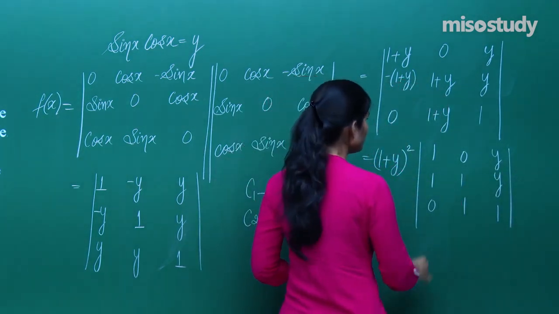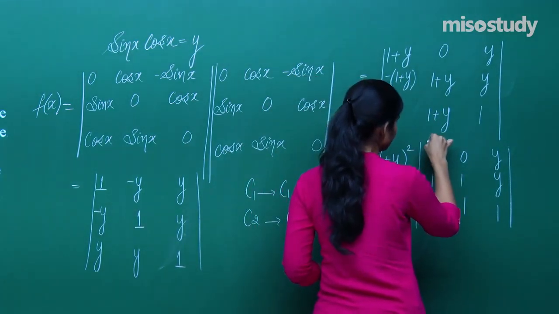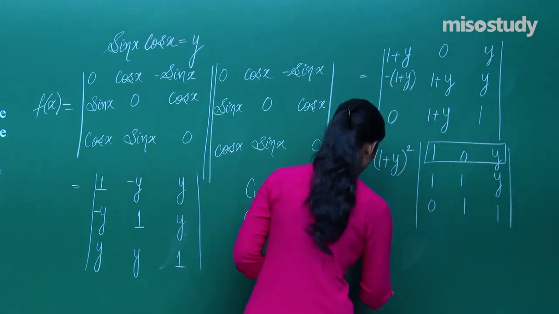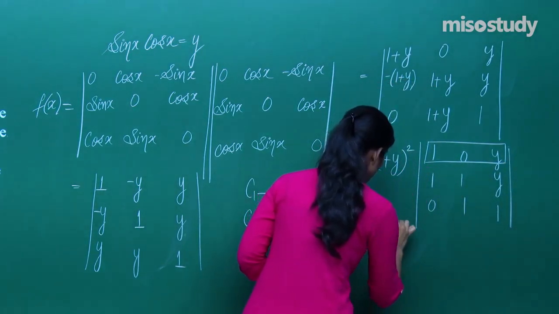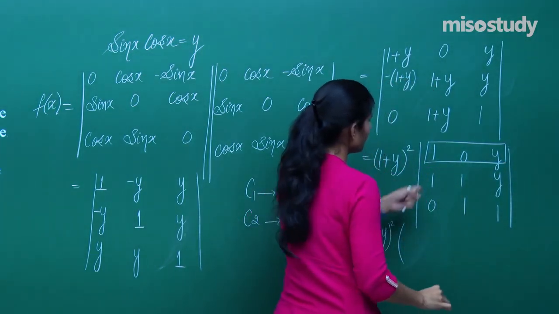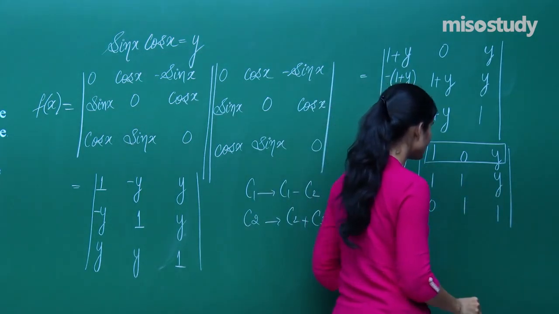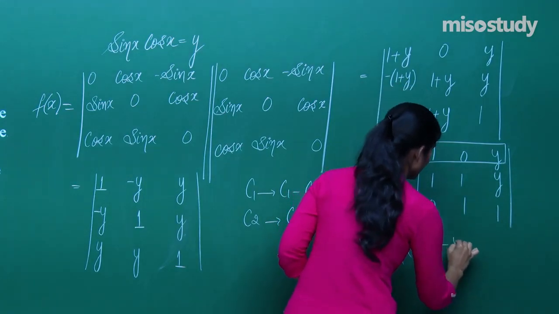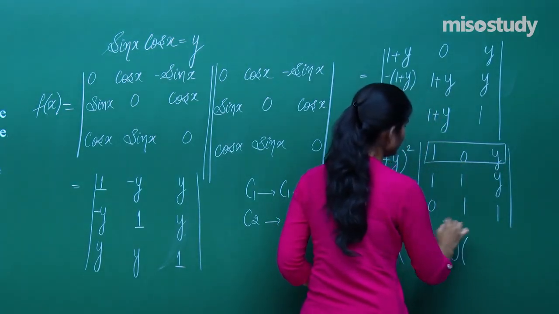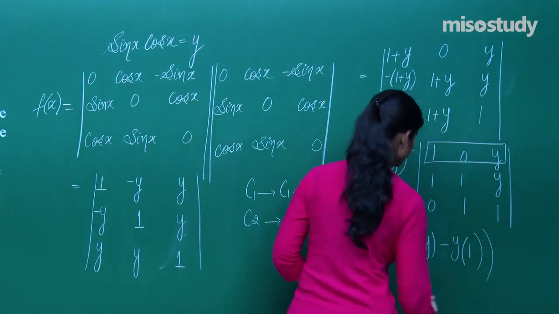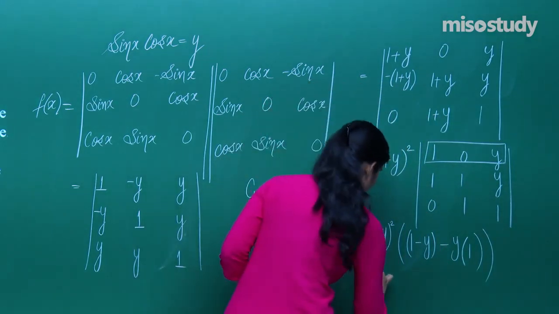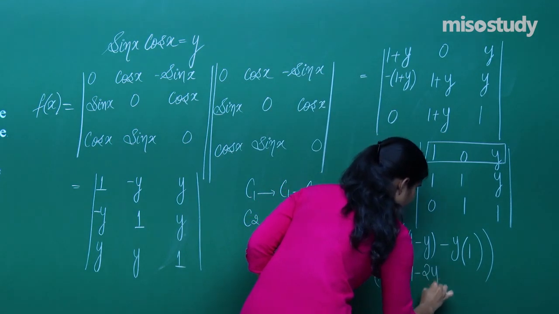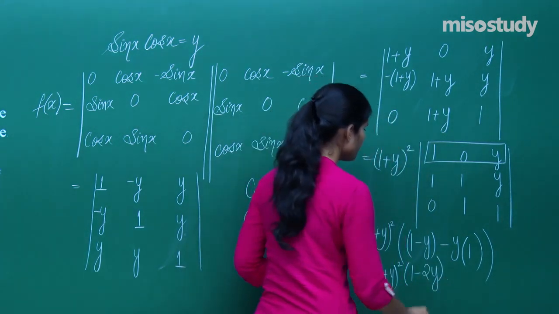Fine. So if you expand along, say, this first row, you get 1 plus y whole square into 1 minus y, this is 1 minus y, 1 minus 0. So you get 1 minus 2y. This is your very f of x.